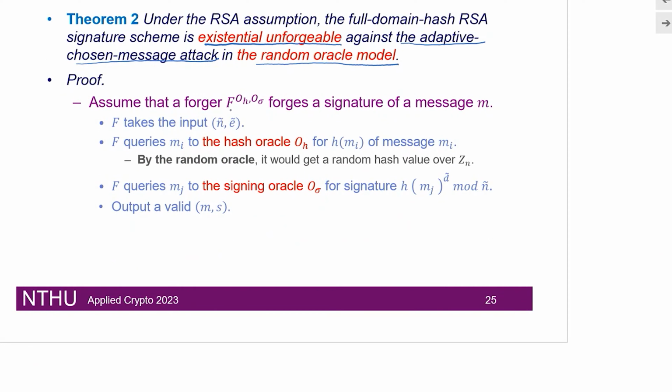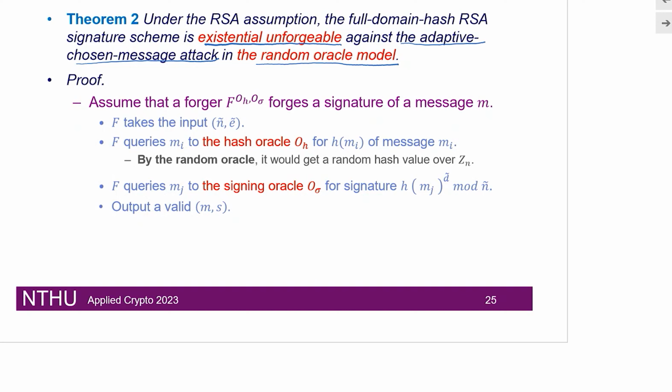So the forger, we start to show him with the capital F. And then on the top, you see that this forger, we give him access to two oracles: the oracle of the hash function and the oracle of the signature, right? We are going to expand on them very soon. The forger would take as input the public key, just like everybody else, since the signature scheme is going to sign some messages. So we need the public key to be able to verify the signatures.